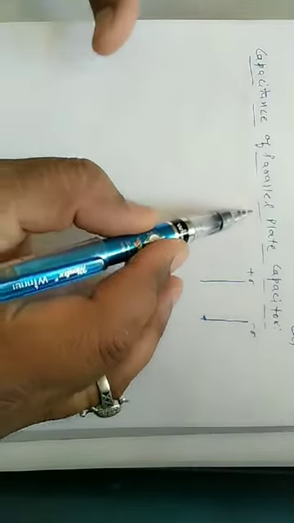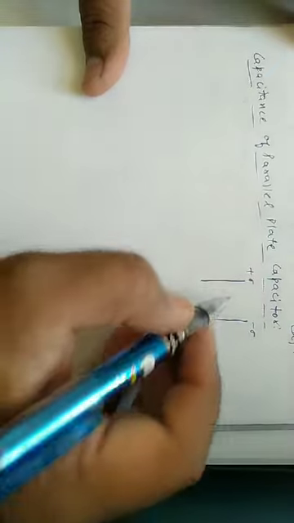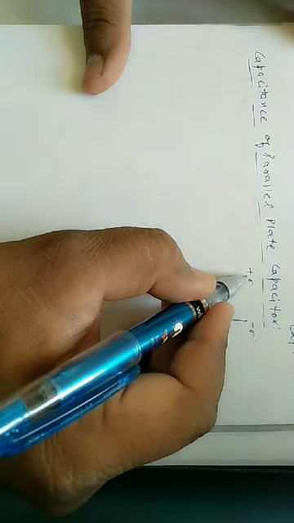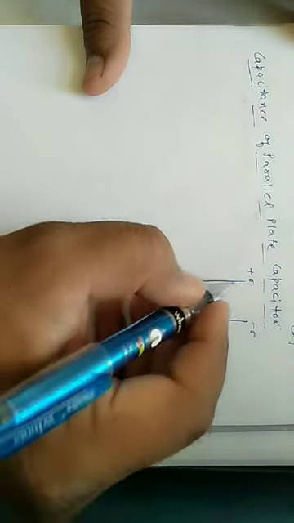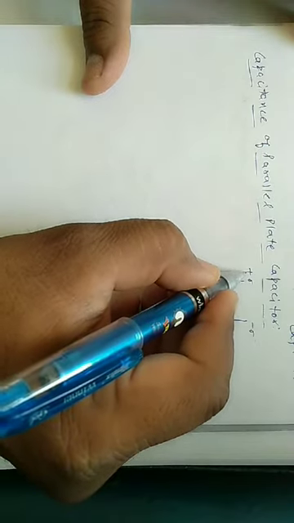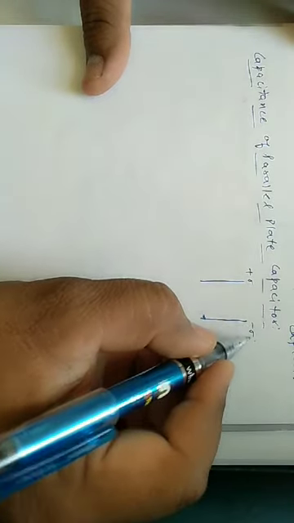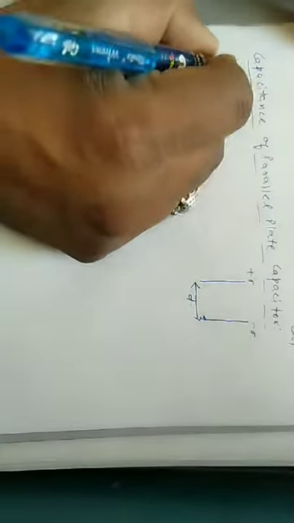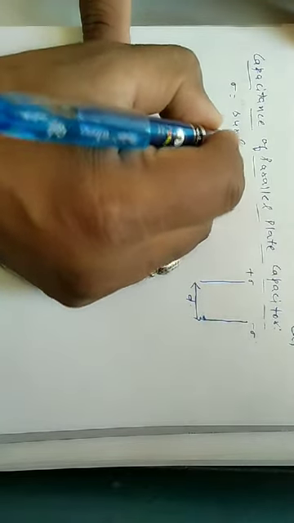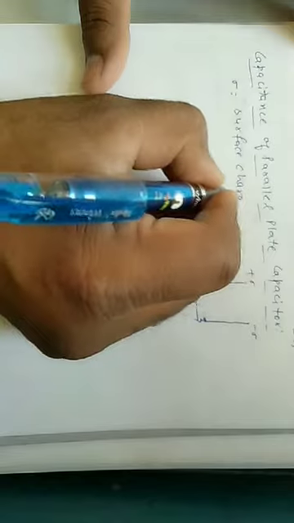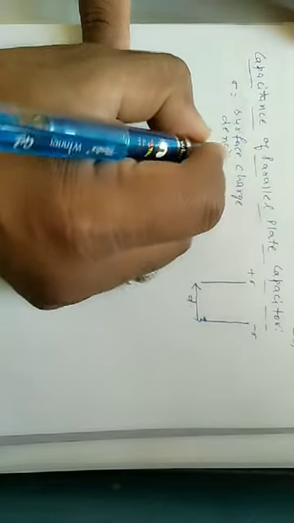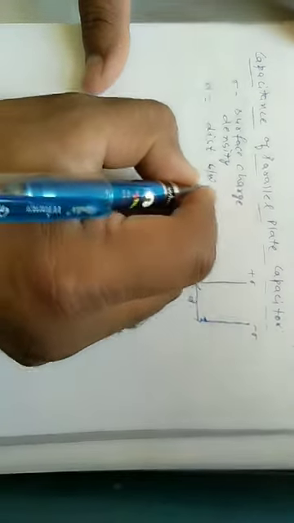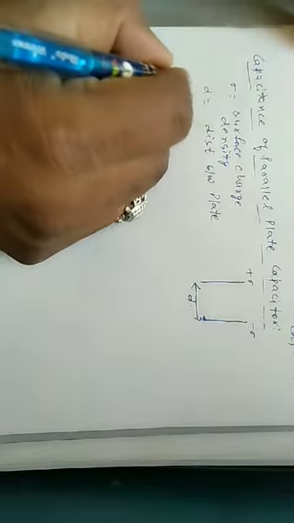Next topic is capacitance of a parallel plate capacitor. There are two parallel plates. One is of positive charge, the other is of negative charge. Now, one has surface charge density plus sigma, and the other has surface charge density minus sigma. Let d be the distance between the plates, sigma the surface charge density, and A the area of the plate.